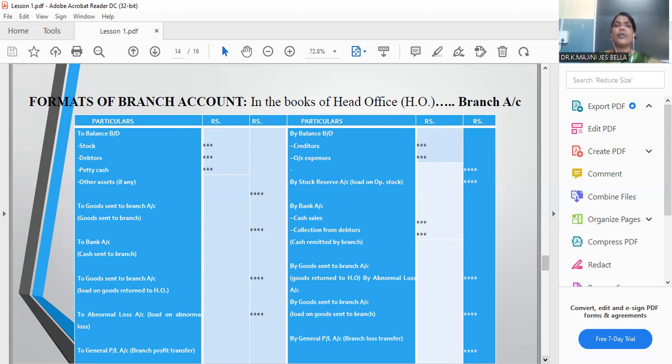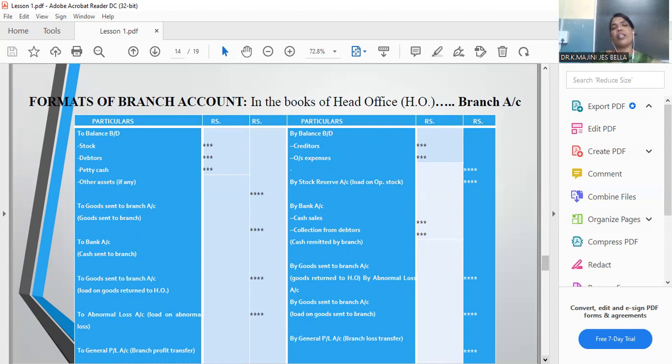Then by goods sent to branch, that means goods returned to head office, and any abnormal loss when they are sending goods to the branch, any returns or any other losses, we have to write on the credit side. Then the goods sent to branch account, that is loading on goods sent to branch. Then if any other loss is there, we write it on the credit side. By general profit and loss account, we should transfer that loss to the general profit and loss account.